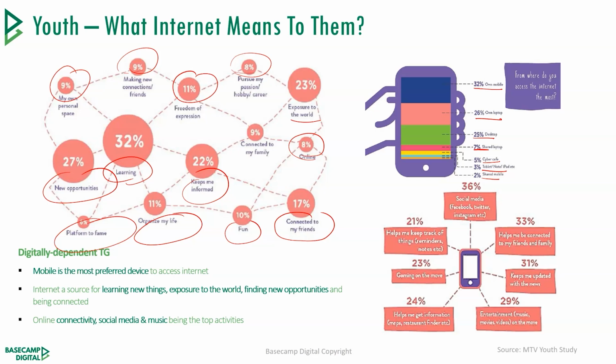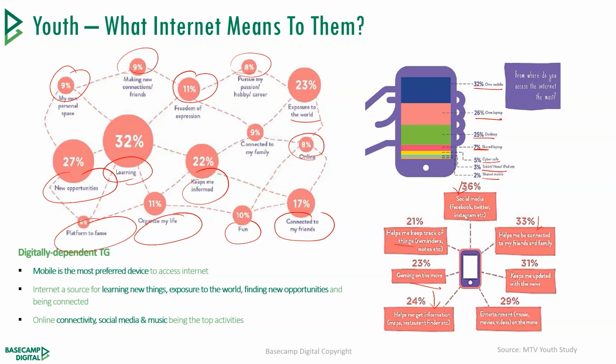So this is just to give an overall perspective of what your TG is doing online and how they're consuming content on digital, right? Here again we are breaking up further, saying that 36% on social media, 33% helps me to connect to my friends and family. That's what they believe in. 31% keeps updated with the news. They want to know what's happening, either through Twitter. 29% is entertainment. 24% helps me to get information. Gaming is 23%, and helps me to keep track of things, reminder notes and everything, right? So they use different kinds of apps, and that's why they go on digital, and that's how they keep updated.